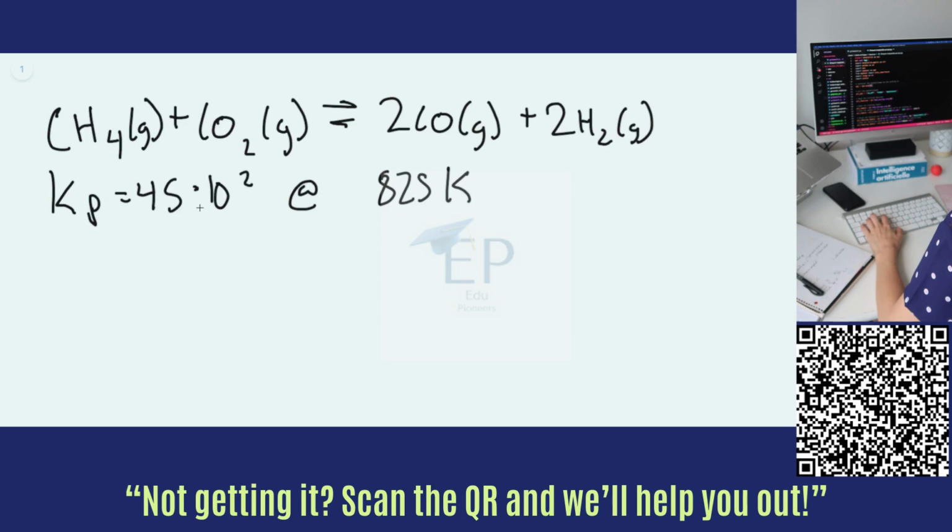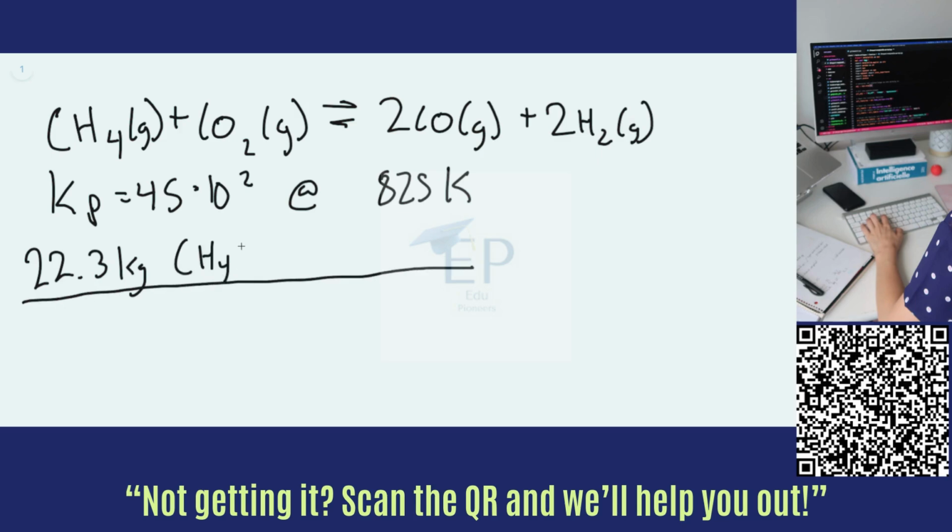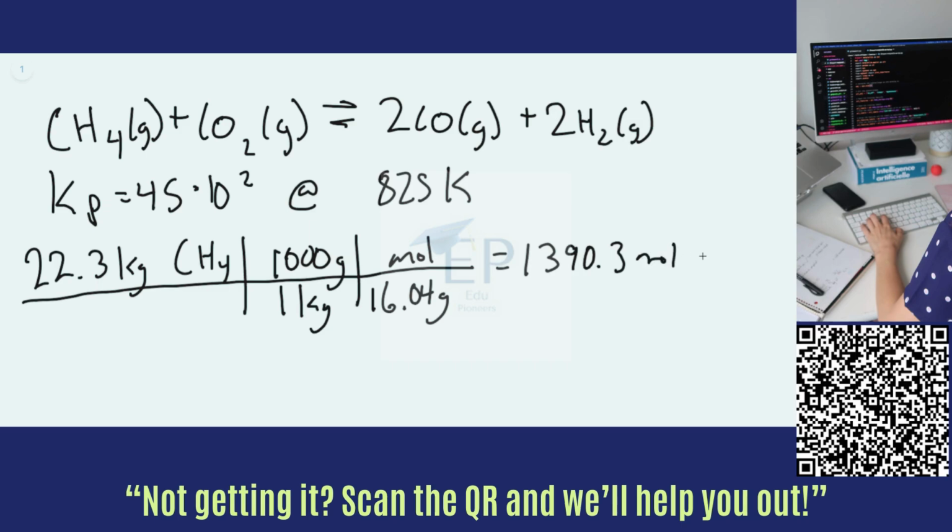And so the first thing we should do here is find the number of moles of our reactants. We're given 22.3 kilograms of CH4. So we can first convert that to grams. 1 kilogram is 1,000 grams. And then use the molar mass of CH4, 16.04, to convert it into moles. And so now we have 1390.3 moles of CH4 or methane.